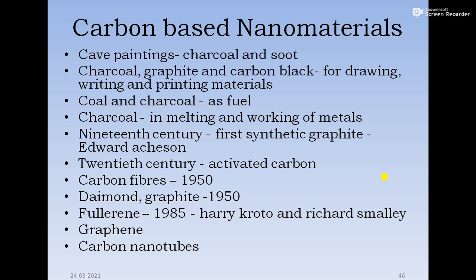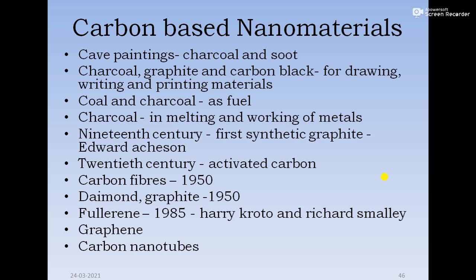Where can we start for carbon? Cave paintings, where initially charcoal and soot were used for black color. Then charcoal, graphite and carbon black were used for drawing, writing and printing material. Nowadays that printing material is carbon black. Then coal and charcoal were initially used as a fuel. Charcoal was also used for melting and working of metals.